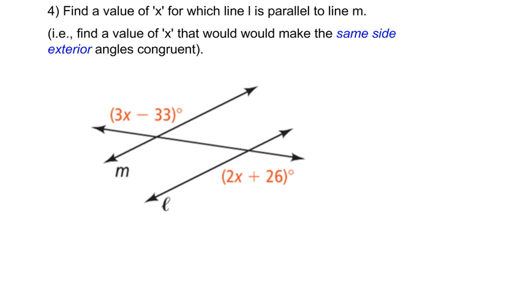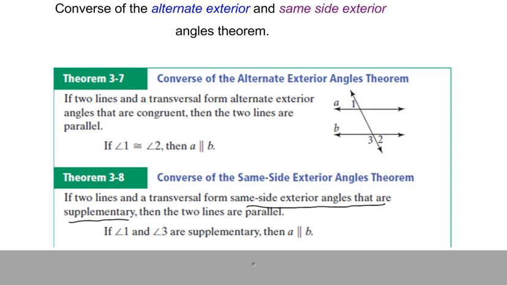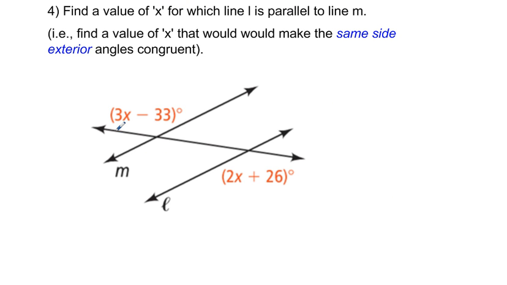Actually, this is alternate exterior angles. That's okay. So let's do the alternate exterior angle converse. If two lines are cut by a transversal that form alternate exterior angles that are congruent, then the two lines are parallel. So if I can find a value that would make angles 1 and 2 congruent to each other, then the two lines A and B would be parallel. So let's take a look at this. These are definitely alternate exterior angles. These are not same side exterior. Sorry.